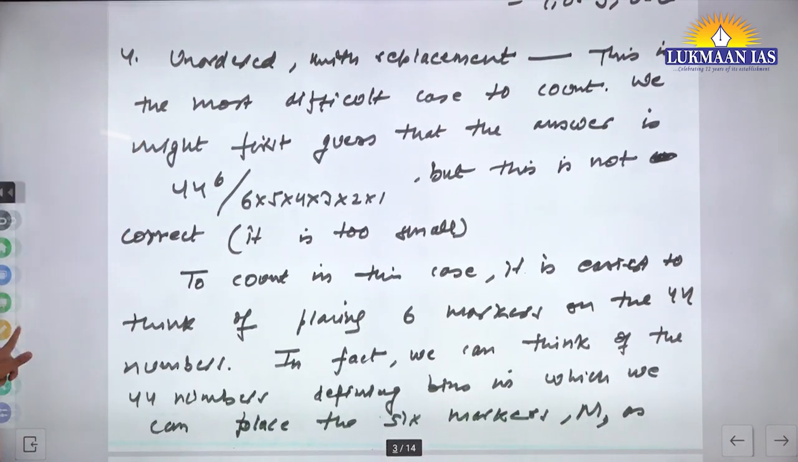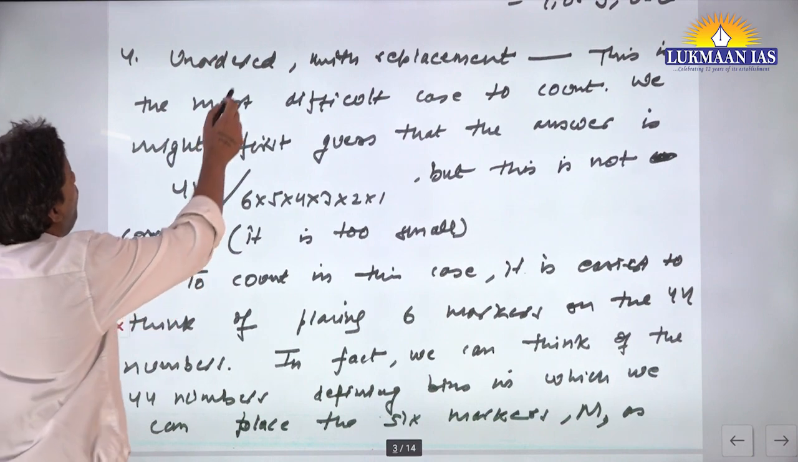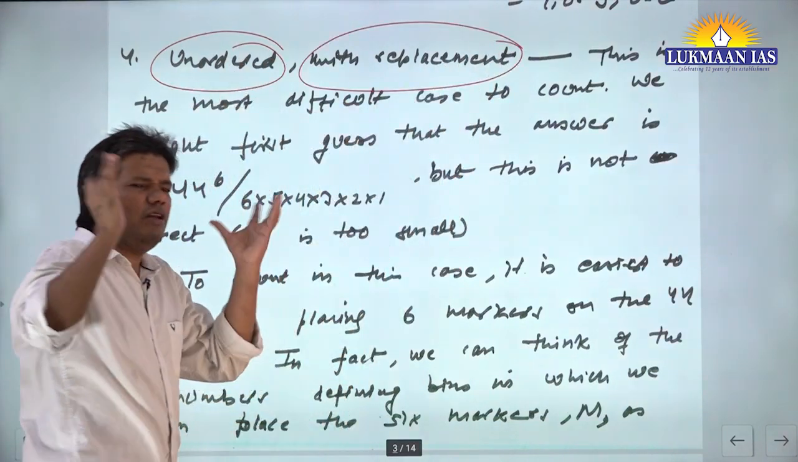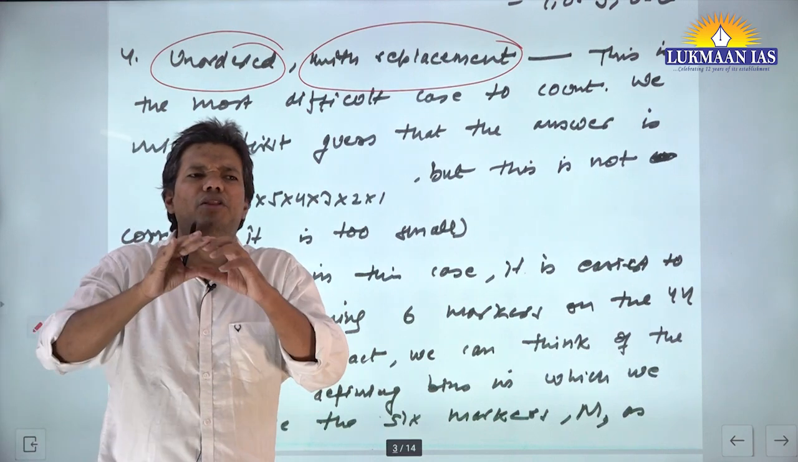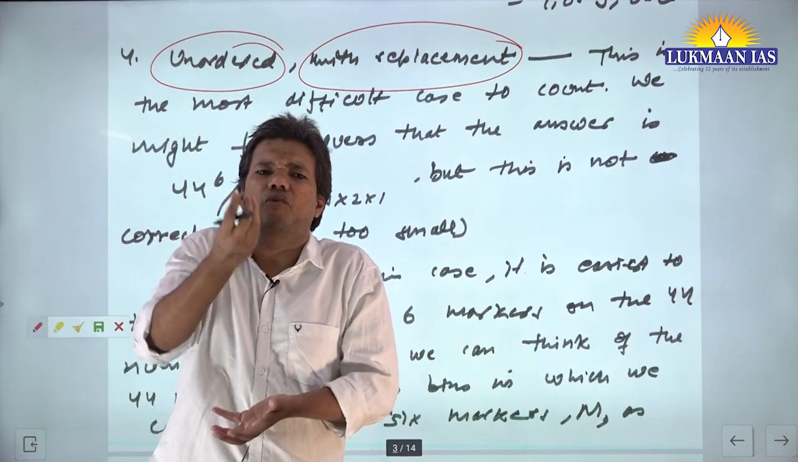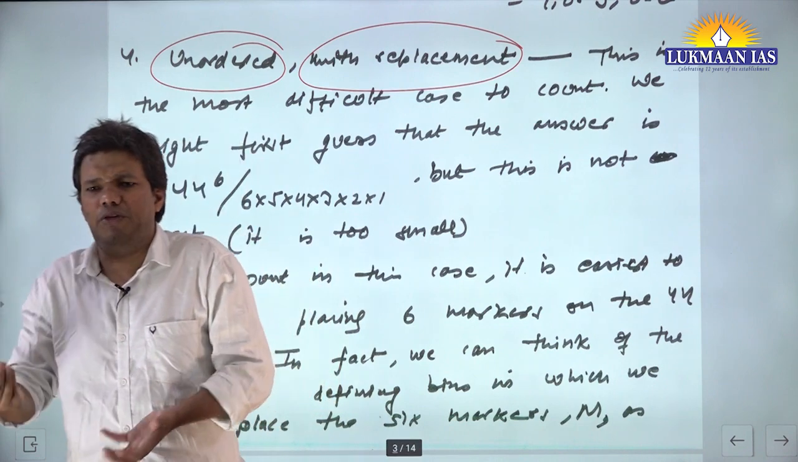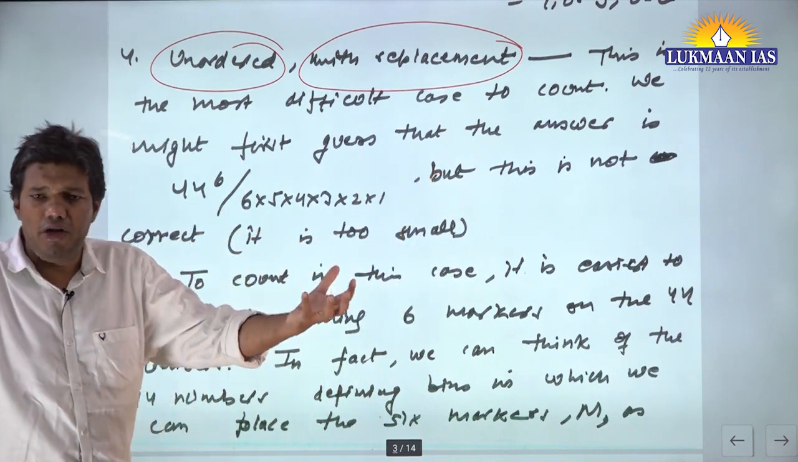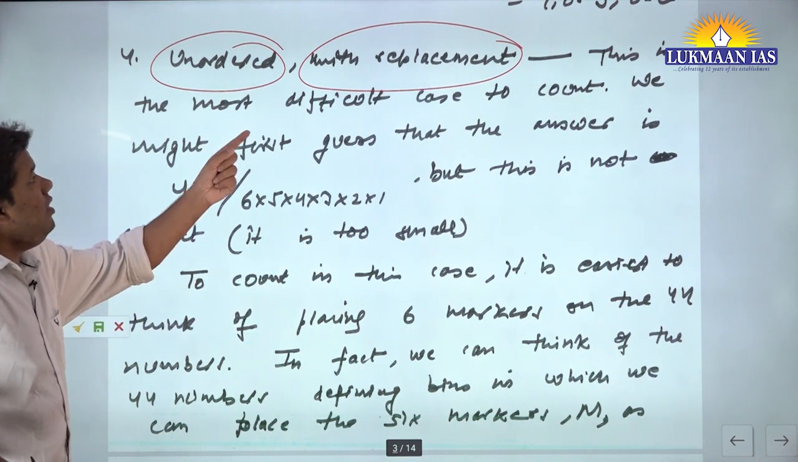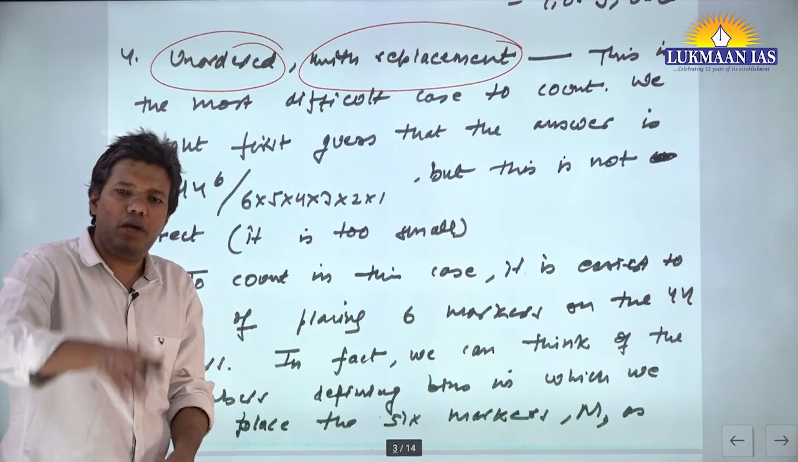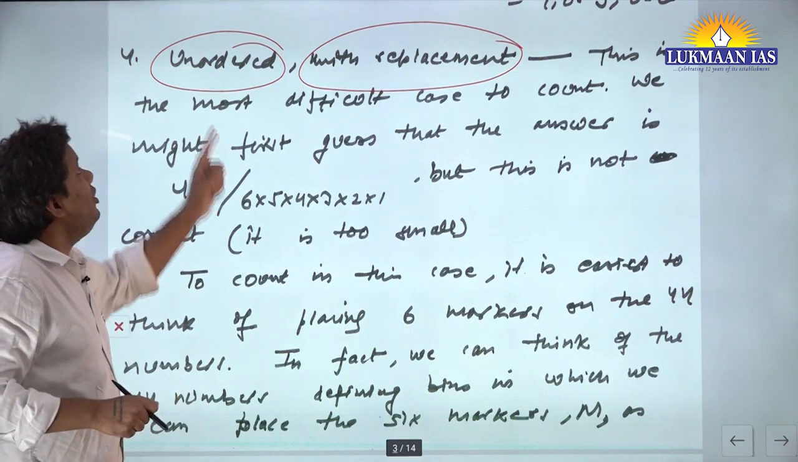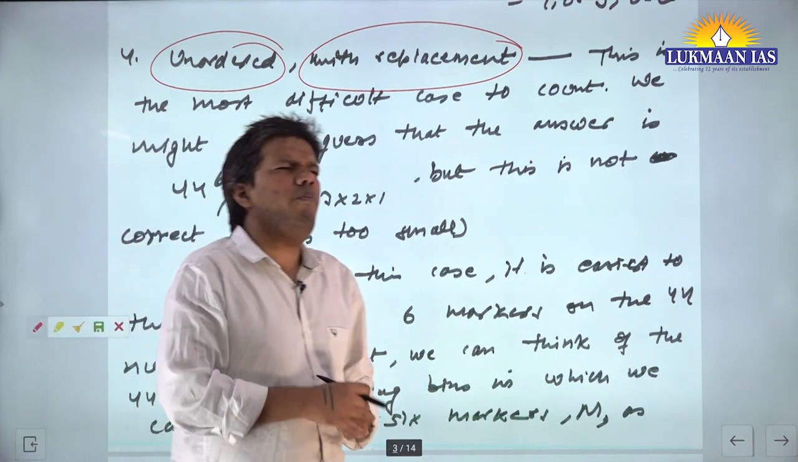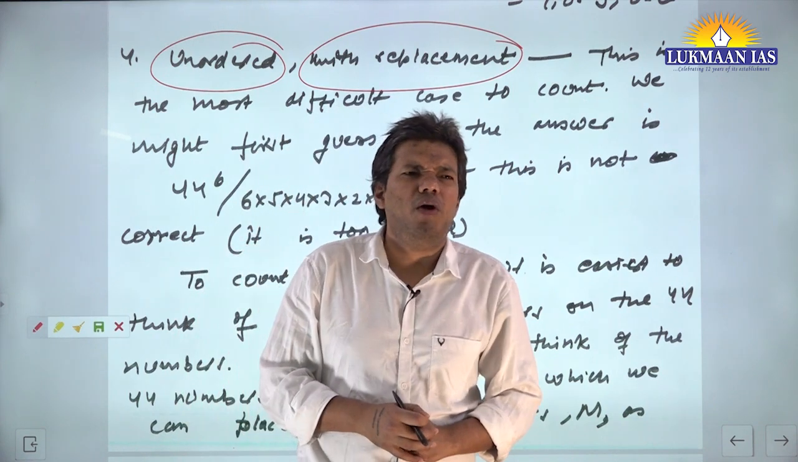Now the 4th case, unordered with replacement. Now this is very tricky to count. Just try to first imagine what is happening here with replacement. That means every time you will have 44 options. Out of 44 you have to select 6 tickets, and with replacement, that means every time you will have 44 options, but it should be unordered. Now this becomes tricky. You will think, okay, the ordering does not matter, then what would be my answer?